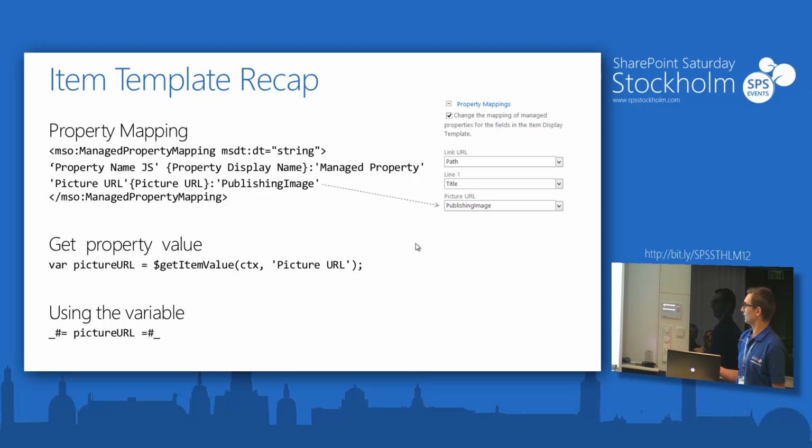And then the last thing is a managed property to retrieve. Retrieving your values in the item template is done via the get item value and referencing your current context, and then the property name you defined here. And using the variable, always place it in the placeholder with underscore pound equal signs around it.